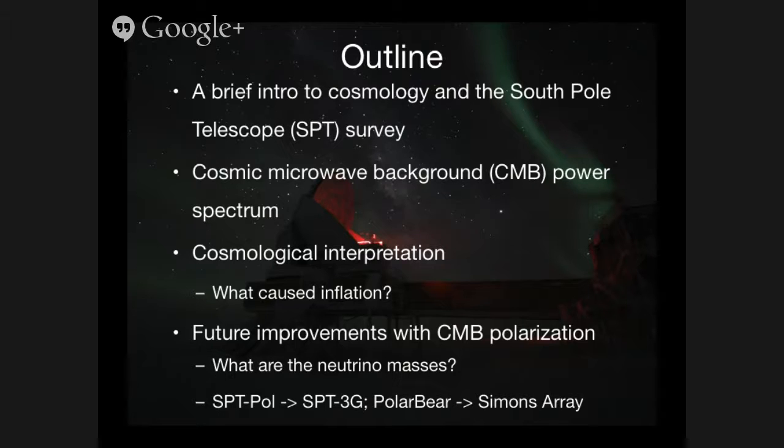And in particular, I'll be looking at what we can learn about inflation from the cosmic microwave background. And then I'll transition from data that we have to data that we're taking with CMB polarization, which can tell us both about inflation, but also about gravitational lensing of the cosmic microwave background, which gives us a handle on structure growth and the masses of neutrinos, as Brian mentioned. And I'll be talking about two experiments on sky right now, SPT Pol and Polar Bear, and their planned successors, SPT-3G and the Simons Array.